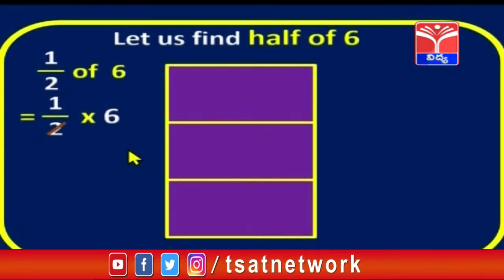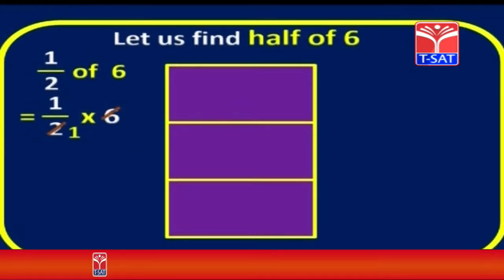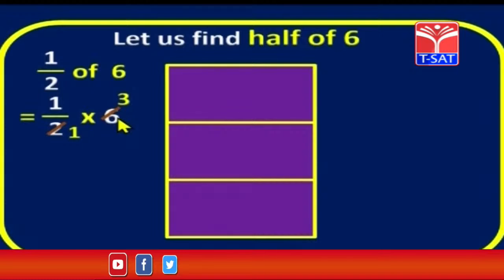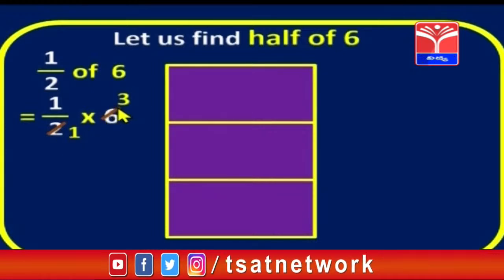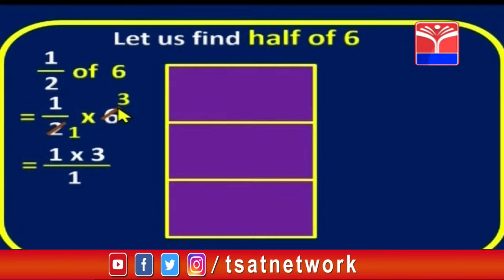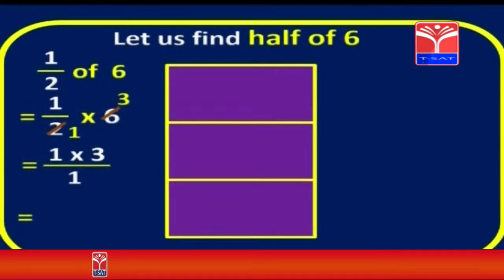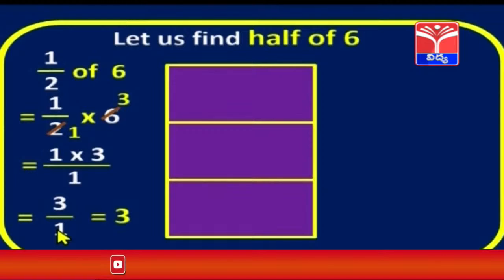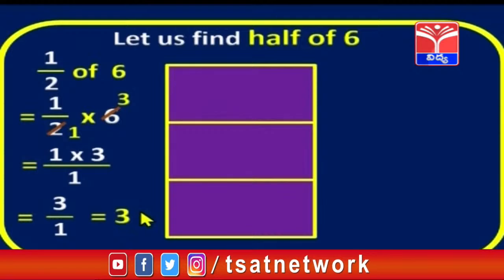Children, can we cancel any numbers here? Yes, 2 1s are 2, 2 3s are 6. Children, you already know that you can cancel a number which is in the denominator with a number which is in the numerator place. So I am getting here 1 into 3 by 1, which is equal to 3 by 1, which is equal to 3. So 3 by 1, when you have denominator 1, you can take it out and write only 3. So what is half of 6? It is 3.